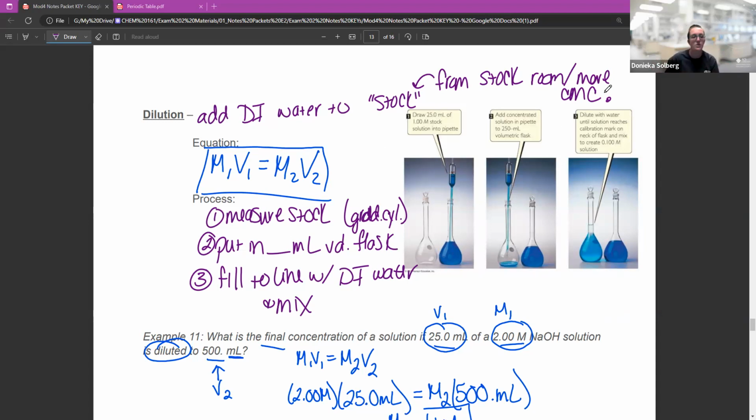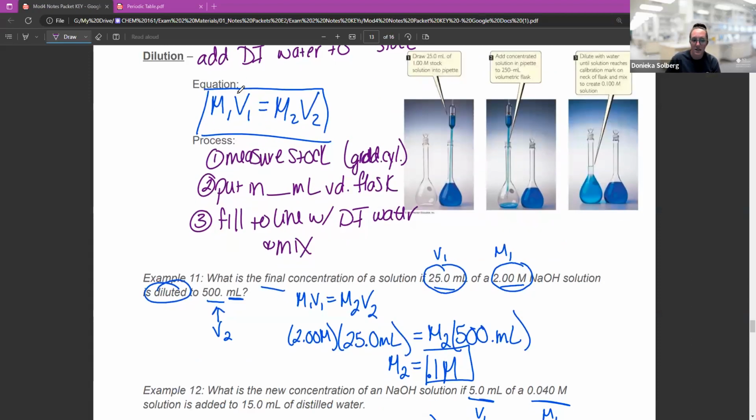So anytime you're doing a dilution, you need this equation. M1V1 equals M2V2. That's molarity 1 times volume 1 equals molarity 2 times volume 2. So it's like your starting stuff or your stock and your ending stuff, or your new solution. And that's how you use it. You just plug it in and solve for what you don't have.